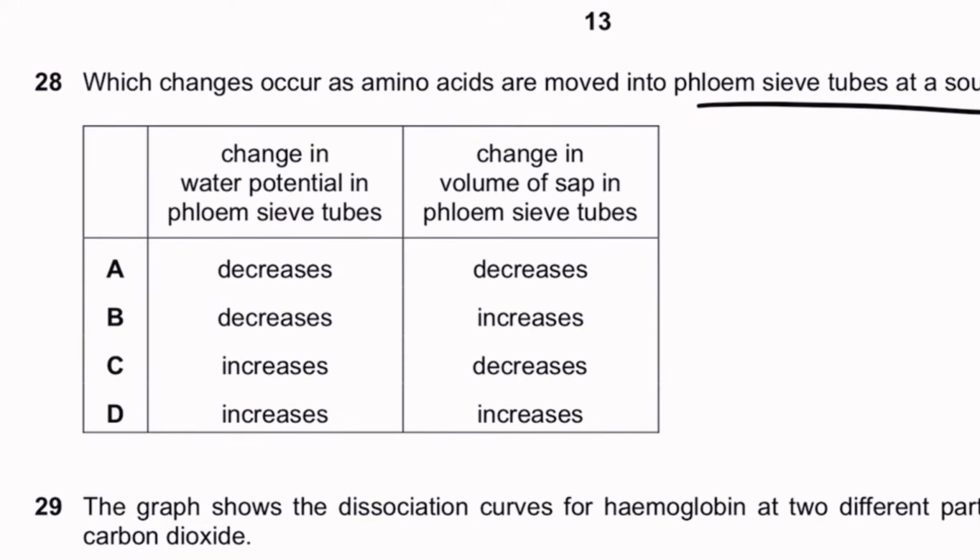So what happens to the water potential when amino acids go into the phloem at the source? The water potential should decrease. And so what happens to the volume of the phloem sieve tube? It's definitely going to increase, because when the amino acids go inside, they're going to decrease the water potential. So water from the xylem is going to move down its water potential gradient by osmosis into the phloem, increasing the volume inside. So it's going to be decrease, increase.